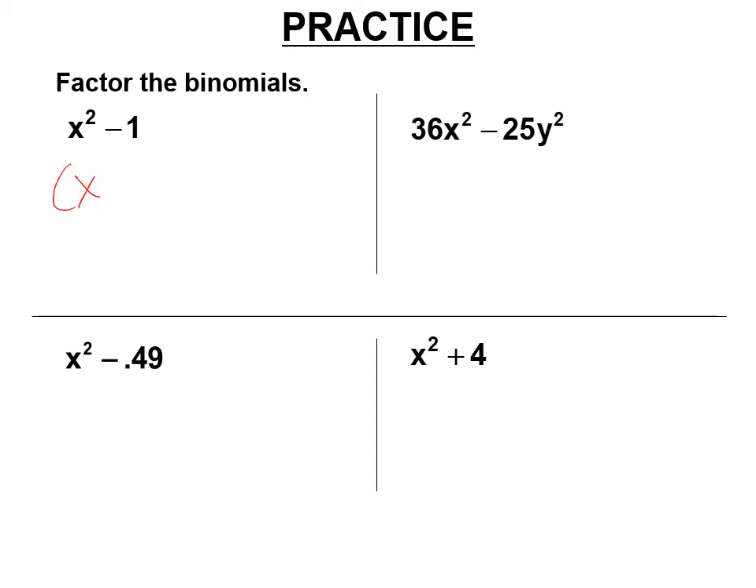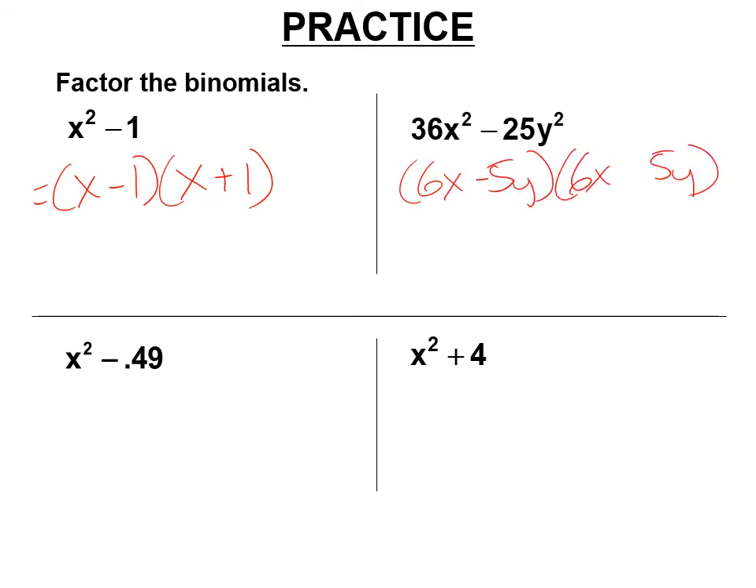All right, this is x minus 1 times x plus 1. This is a binomial, right? So it must be this pattern. Right, there's no middle term. This is another binomial. So we have to have this exact same thing where one is minus and one is plus, so the middle term drops out. This is the same thing, x minus 0.7, x plus 0.7.